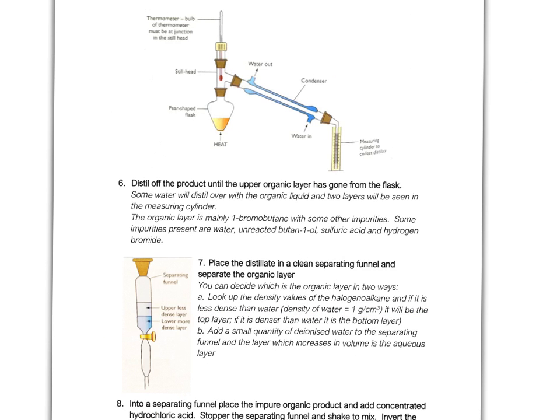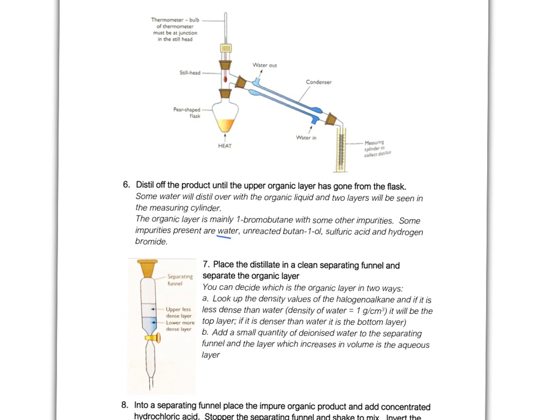Okay, so step number 7, we need to separate our distillate. As you can remember from the properties of our halogenoalkanes, they don't dissolve in water. And so if we think of water as being one of our impurities, then our distillate is going to have 2 layers, because it'll have our organic product, bromobutane, but also water and the other substances that dissolve in it, like sulfuric acid and hydrogen bromide.